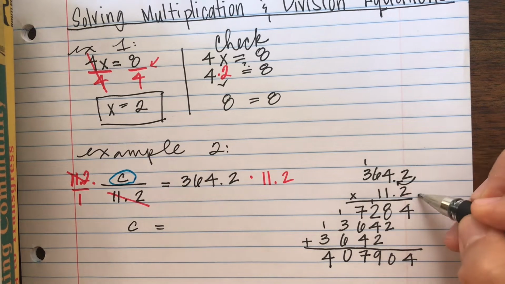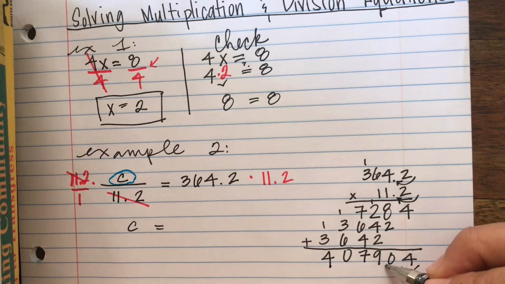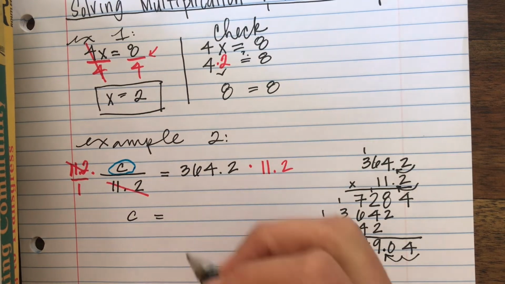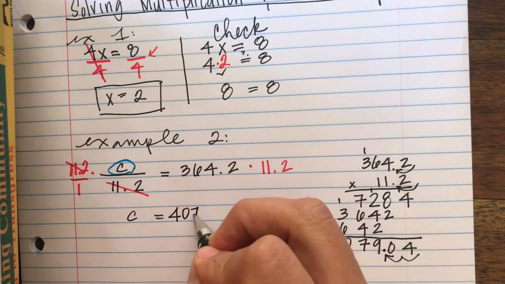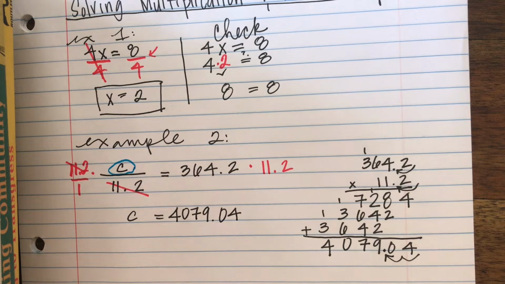And I've got 2 digits behind the decimal in the question. That's how many I want in my answer. So the answer here is 4,079.04. You guys know now we also have to check our work. So you would do that by substituting. And that's how we're going to approach these equations, guys.